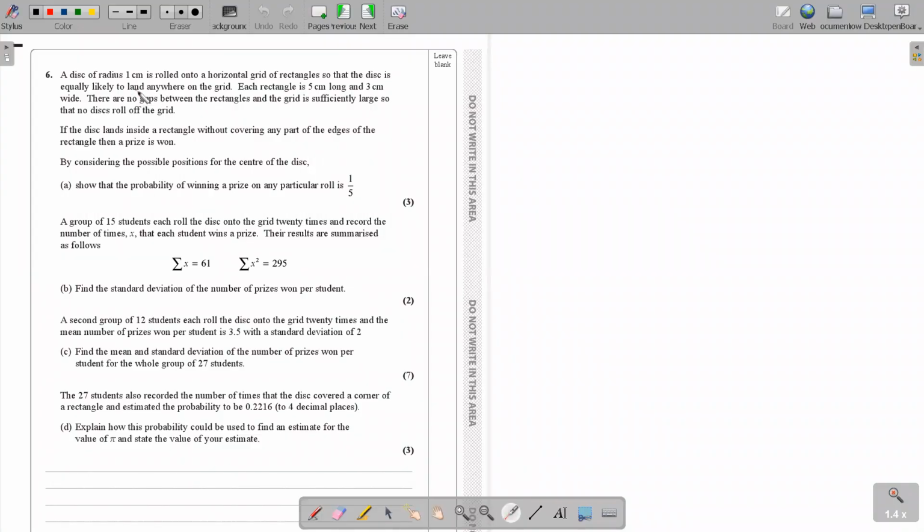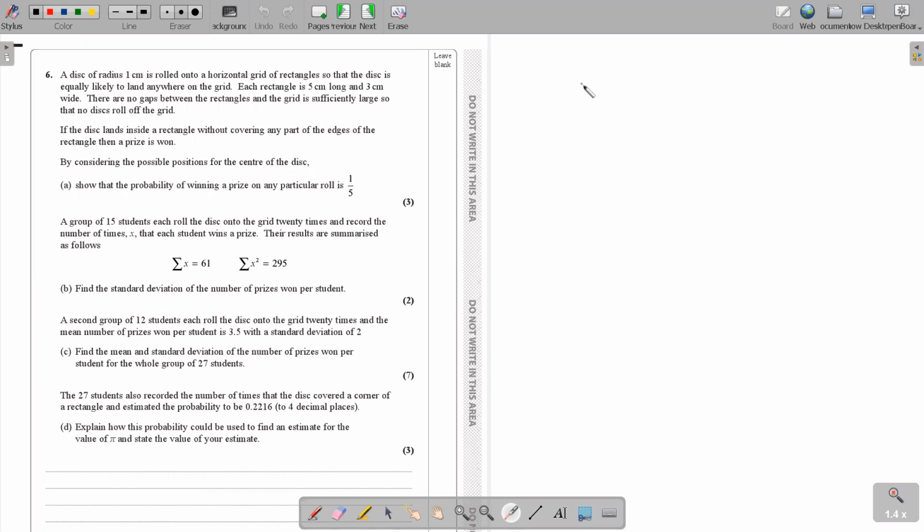Okay, question number 6. A disc of radius 1 centimeter is rolled onto a horizontal grid of rectangles so that the disc is equally likely to land anywhere on the grid. Okay, read the question again. A disc of radius 1 centimeter is rolled onto a horizontal grid of rectangles. Do you see what's happening?